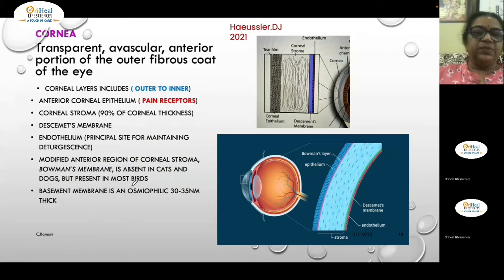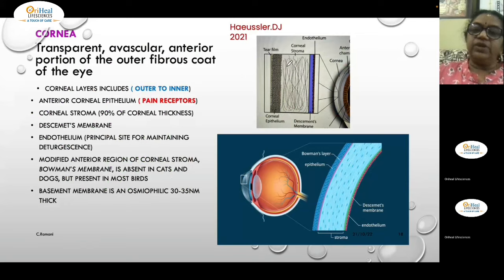And the cornea is transparent because the stroma is in a relatively dehydrated state. Cornea is transparent because there is no pigmentation. Cornea is again transparent because there is no vascularity. So all these are very important.